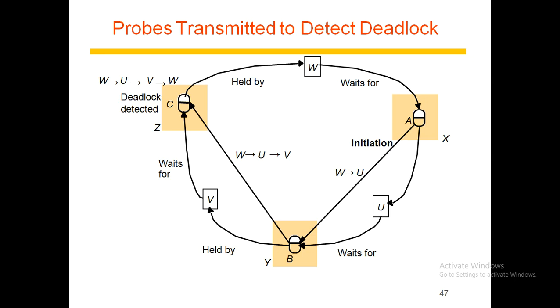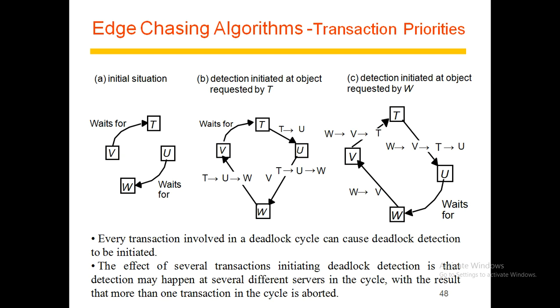The recipient extends and forwards the probes to the server of objects requested by all waiting transactions they find. Thus, every transaction that W waits for, directly or indirectly, will be added to the probe unless a deadlock is detected. When there is a deadlock, W is waiting for itself indirectly. Therefore, the probe will return to the object that W holds. We'll see now transaction priorities.